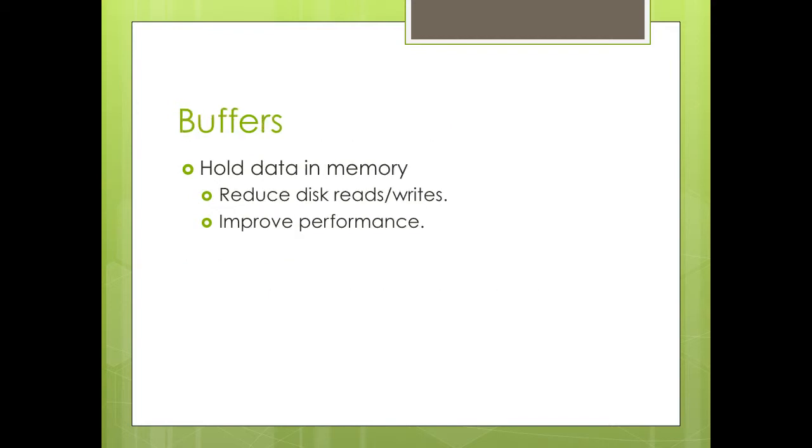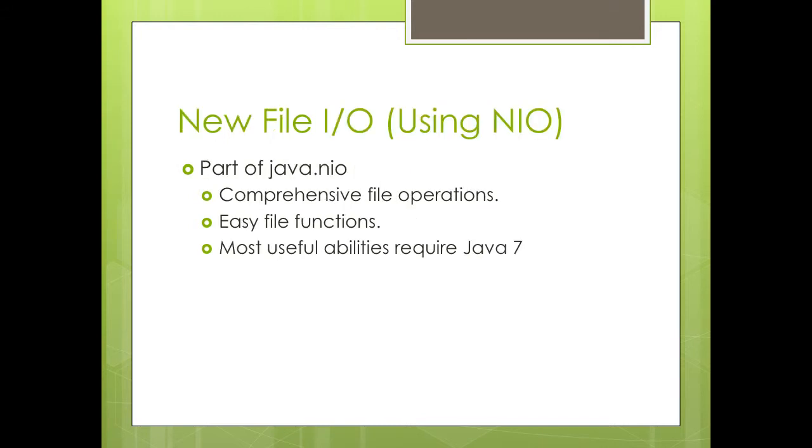As you know, buffers hold data in memory so it can be accessed more efficiently. This greatly improves performance by reducing disk and network I/O operations. There are several stream and file buffer classes that can be used to buffer both byte and character streams as well as files. New I/O, or NIO, is a Java package that was introduced several years ago with Java version 6 and then greatly improved in version 7. It contains a wide collection of powerful and easy-to-use file functions.